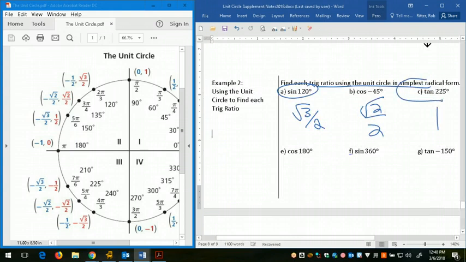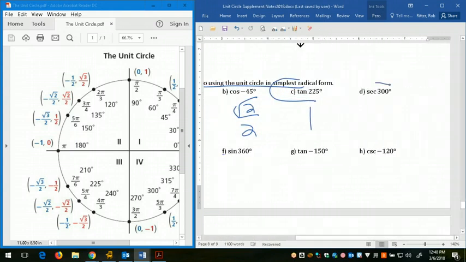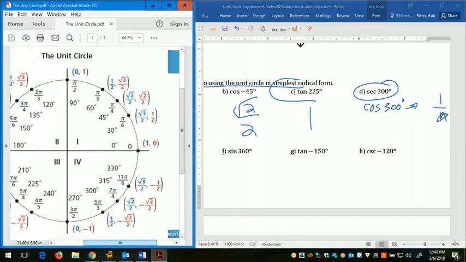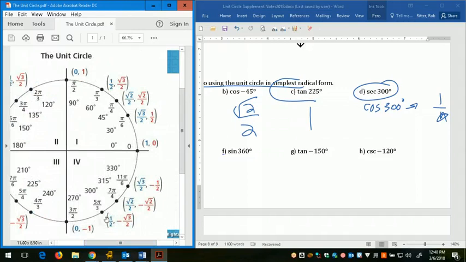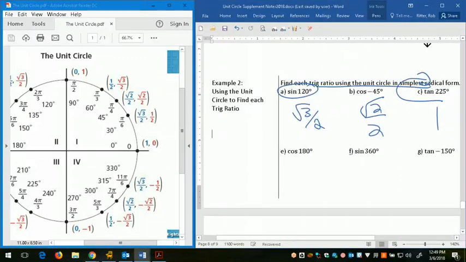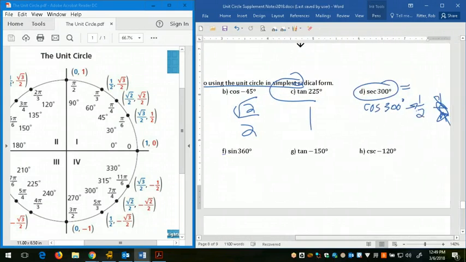Is secant on our unit circle? No. But its reciprocal is. What's its reciprocal? Cosine. So if I take the cosine of 300 degrees and then flip it, then I'll have my answer for secant. Cosine of 300 degrees, looking at the unit circle, is 1/2, because it's the x coordinate. Cosine is 1/2, so I have to flip that. That gives me secant to be 2 over 1, or just 2.